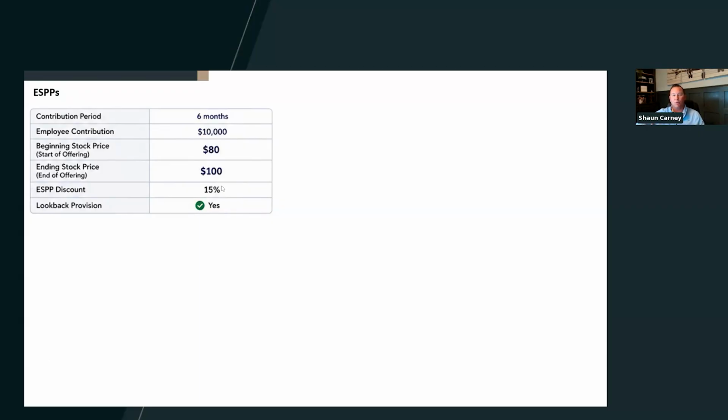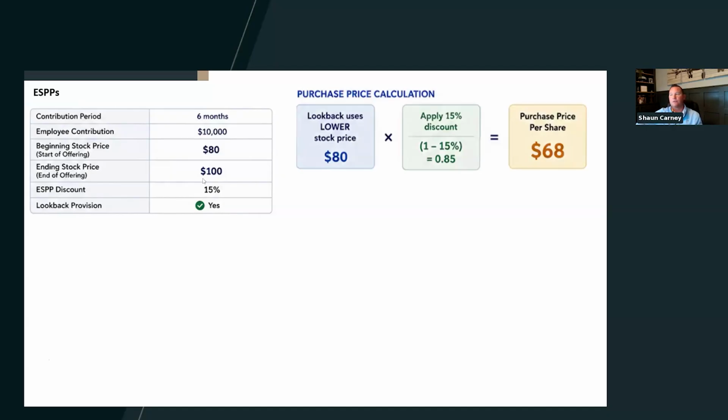And typically what we see in these programs is about 5 to 15%. 15% is probably most common, but we see 5 to 15%. All of these things are kind of written out in the plan documents, right? HR sends out the package. Do you want to participate? Here are the rules. That will tell you, is there a look back provision? Not all companies allow the look back provision. And what is the discount percentage that I'm going to get? So all of those things will be covered in the plan documents.